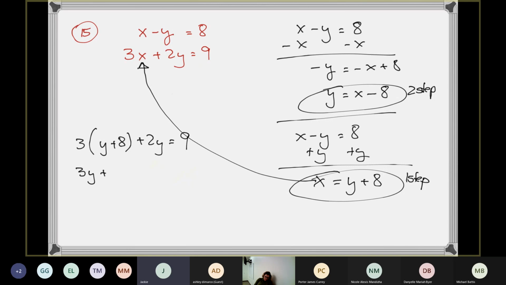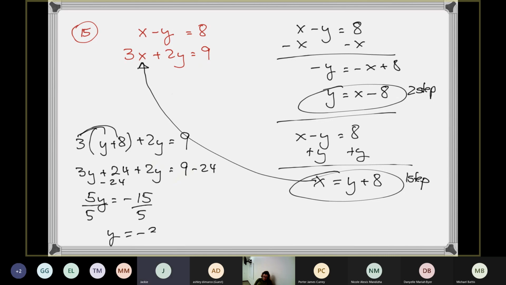3y plus, distribute the 3, 24 plus 2y equals 9. 3 and 2 is 5y, and subtract a 24. What's 9 minus 24? Negative 15. Divide by 5. y is equal to negative 3.